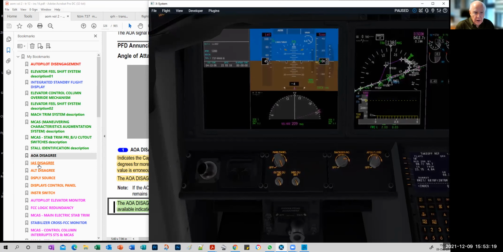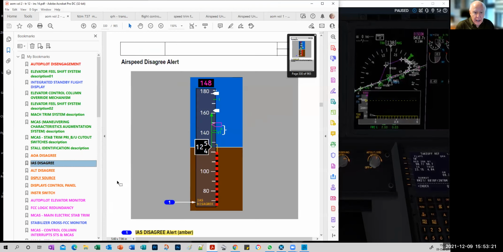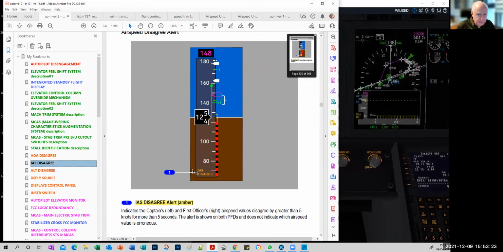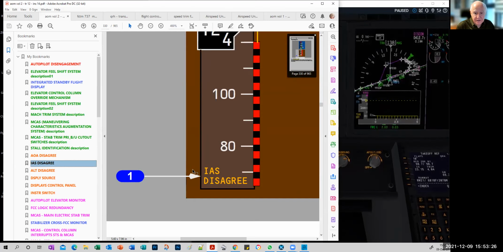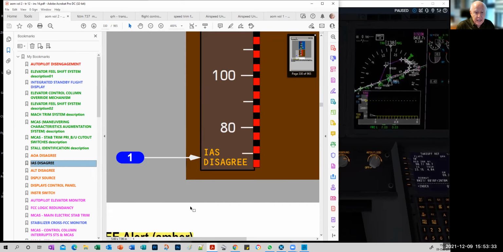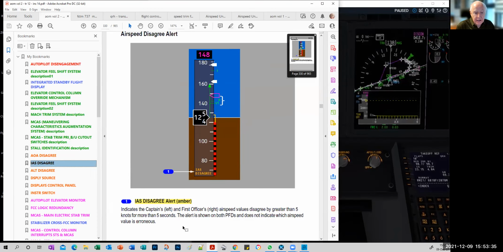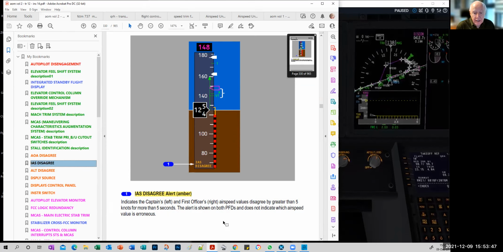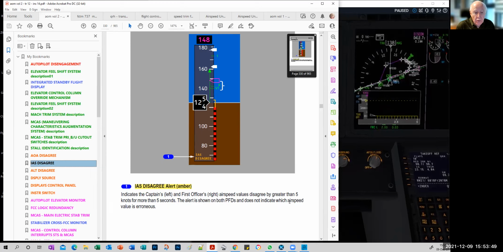All right, so let's go to the IAS disagree message. Here it is. We talked about the AOA. Here's the IAS disagree message, in the same location at the bottom left corner of both PFDs. It indicates that the captain's and first officer's airspeed values disagree by more than 5 knots for more than 5 seconds. The alert is shown on both PFDs and does not indicate which airspeed value is erroneous.